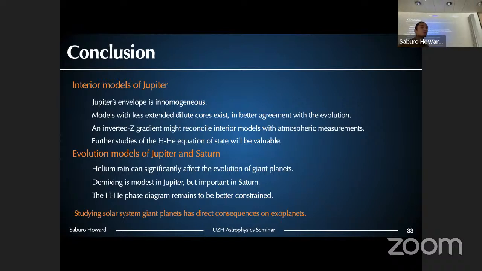We have measurements, for instance, of the Love numbers that may be used to constrain the interior. In what I'm doing, I didn't use them, but I know there is some work using these Love numbers, and they could be used to constrain the extent of the dilute core. But so far, you can't really determine if it will be more or less extended.